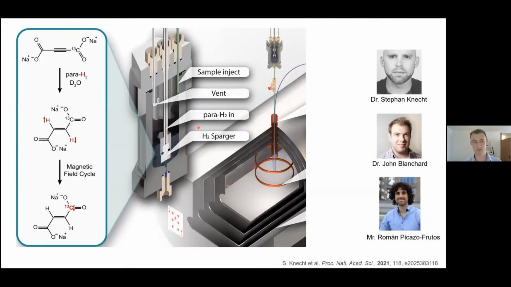Okay, so here's what the experimental setup looks like for the experiments that I'll be describing today. We have a reactor here. This is like a steel reactor where we can bubble hydrogen in. So we perform this hydrogenation, and we're going to use a magnetic field cycle to transform the proton singlet order into carbon magnetization. So here you can see that whole setup. A chemical reaction happens up here, and we can eject the sample down into a magnetic shield to perform the field cycling.